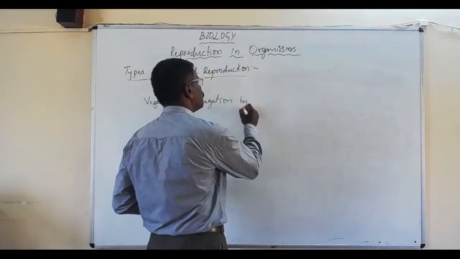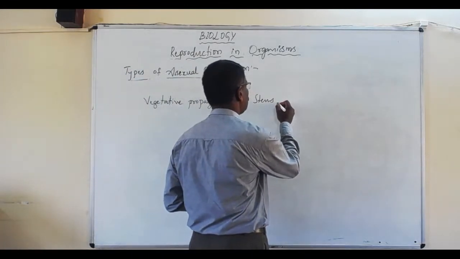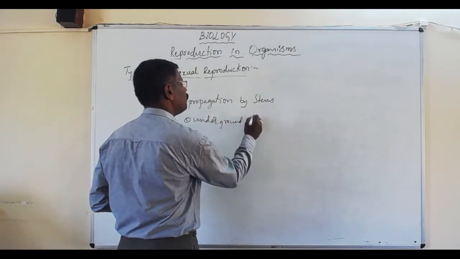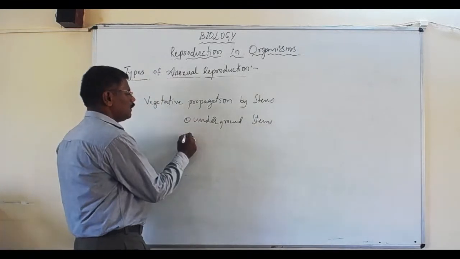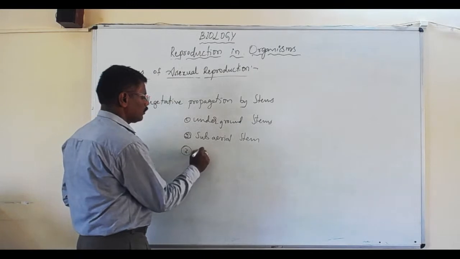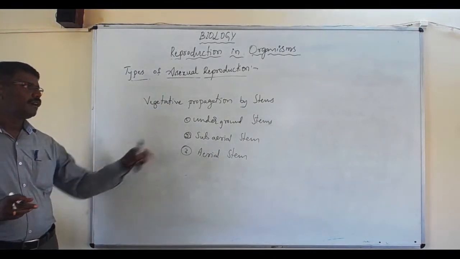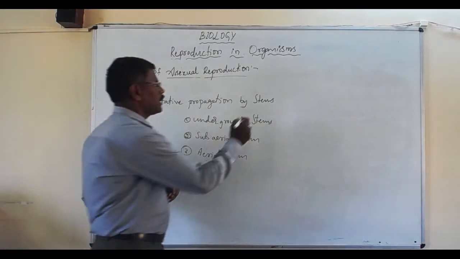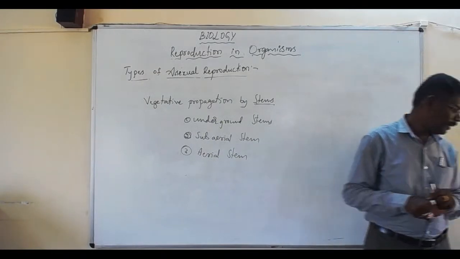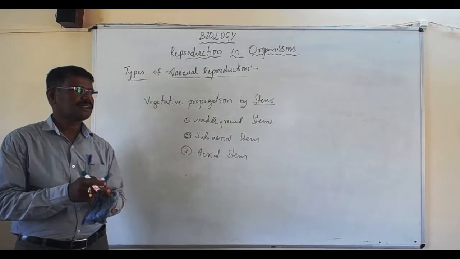After this, vegetative propagation by stems. In the stem, there are underground stems, subaerial stems, and aerial stems. Vegetative propagation by stems, like the different stems, like underground stem. Last, the roots, that is a little bit of a change.